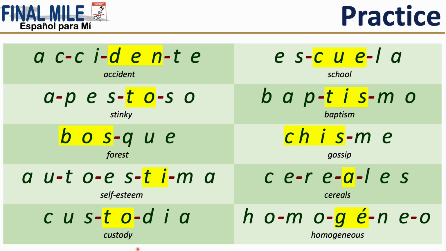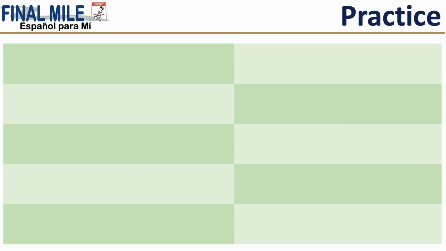What does the H sound like in Spanish? Silent. The O is always closed. So we have homogéneo. Okay, breaks.